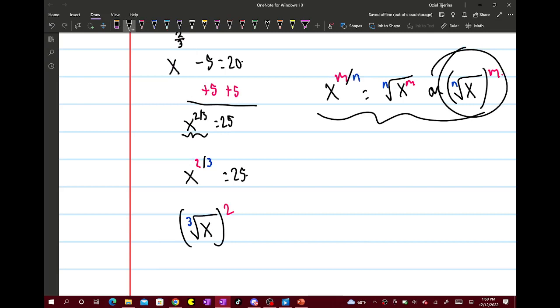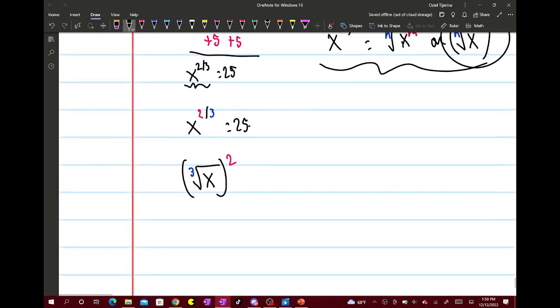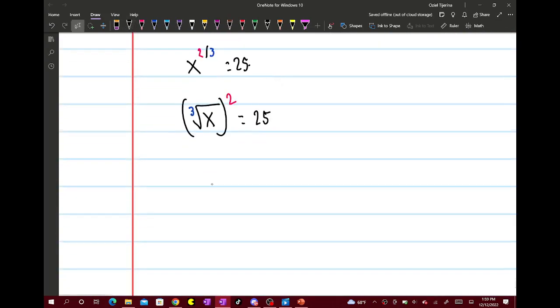Because it looks a little better than this one, okay? So then we're going to make it equal to 25. And then we have it raised to the 2nd power. We need to get rid of that, so we're going to take the square root of both sides. And we have the cubed root of x is equal to, so the square root cancels out, 5.